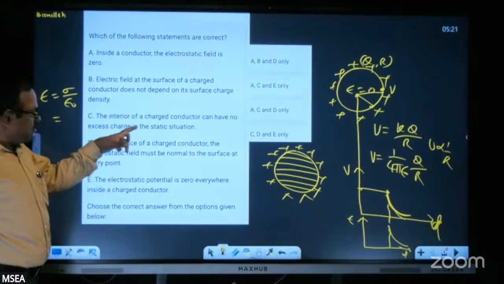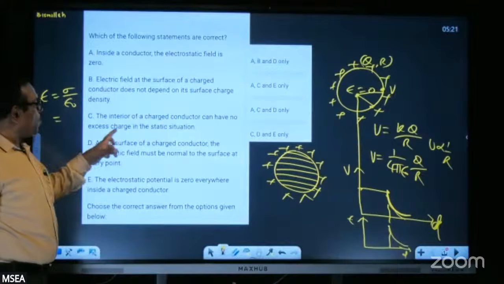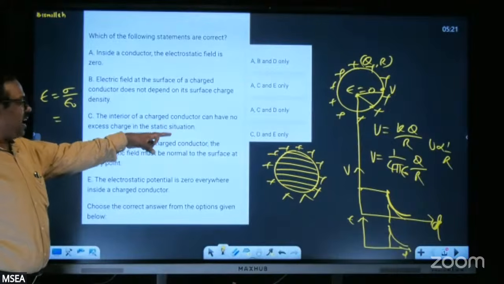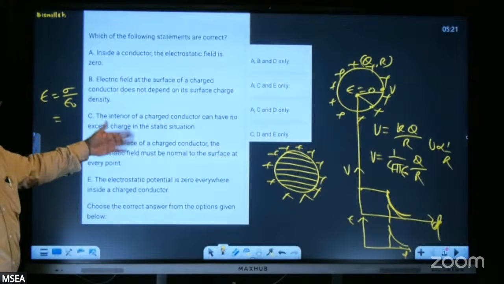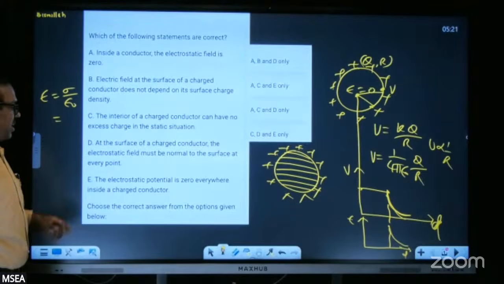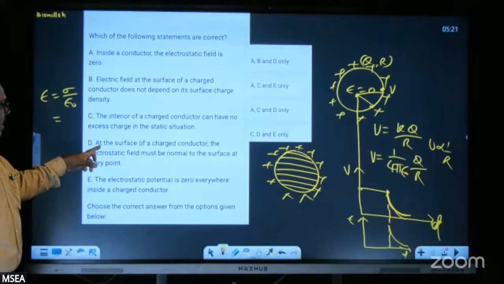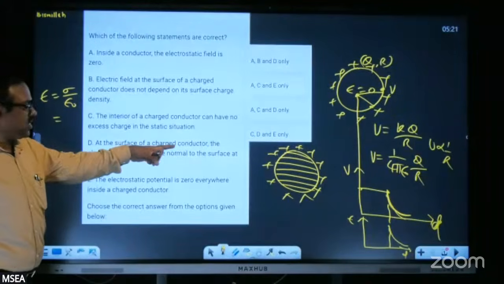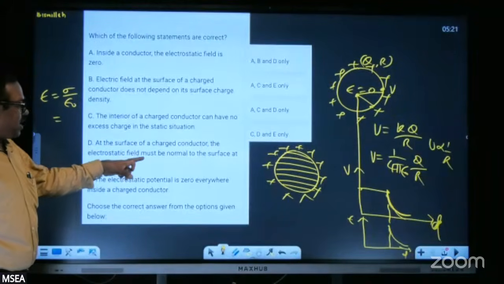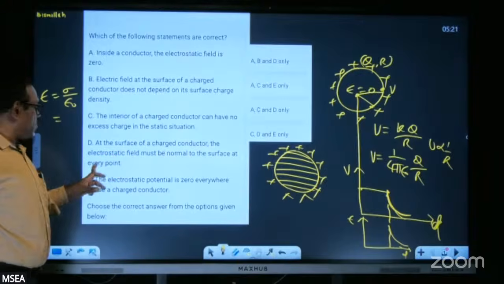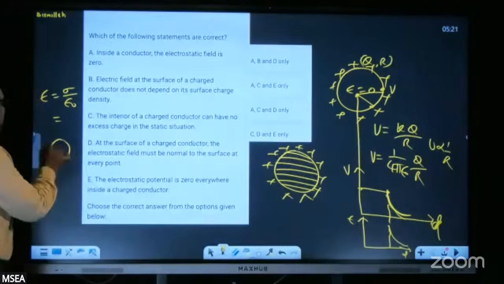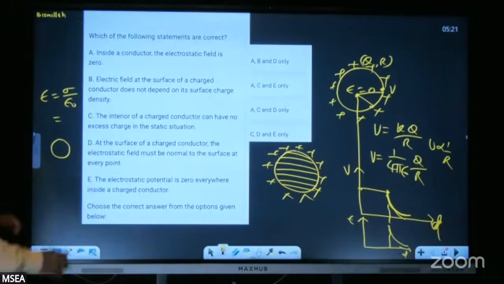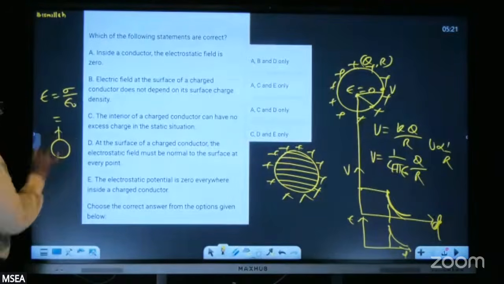Now, the interior of a charged conductor can have no excess charge in the static situation. Yes, so there won't be any charge inside it. That's why C is the correct answer. And also we can say at the surface of a charged conductor, the electrostatic field must be normal to the surface at every point. Yes, this is a perfect point, so it is correct, because the electric field intensity should be perpendicular to the surface.